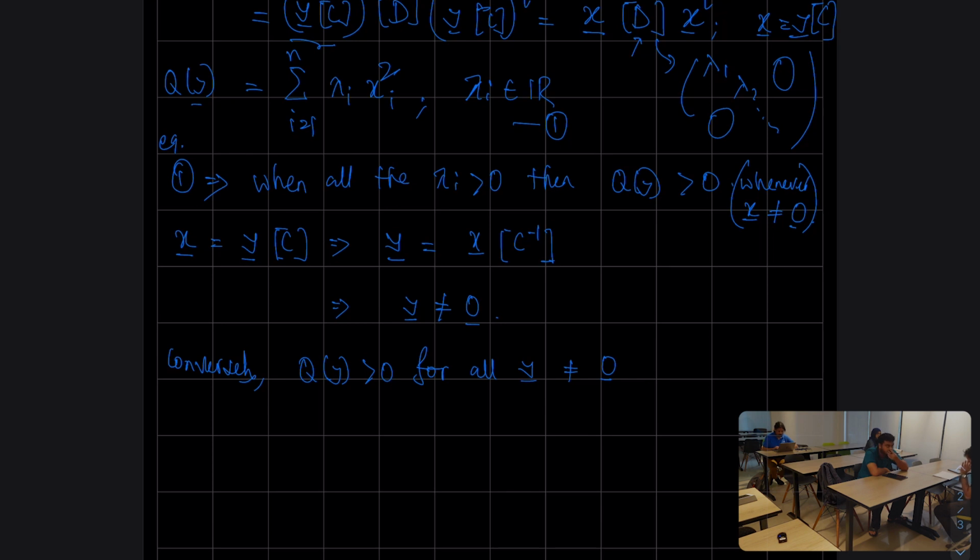Now we are starting with saying that, okay, let's start with Q greater than 0 for all y not equal to 0. So this is another direction. Then the eigenvalue conclusion would come in. Then the eigenvalues are all positive. That's what you're going to show. Does it ring the bell with the theorem? Yeah.